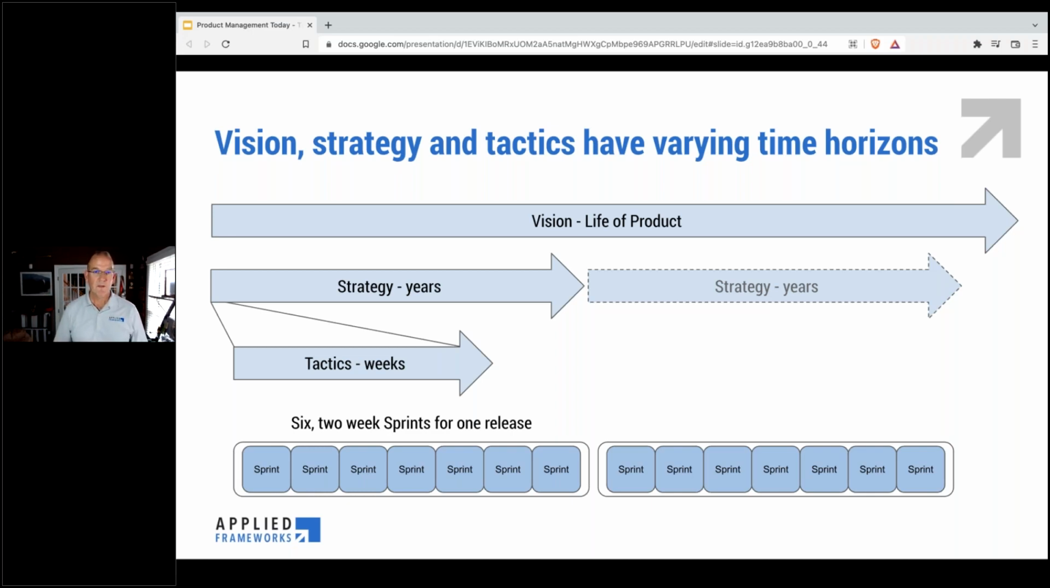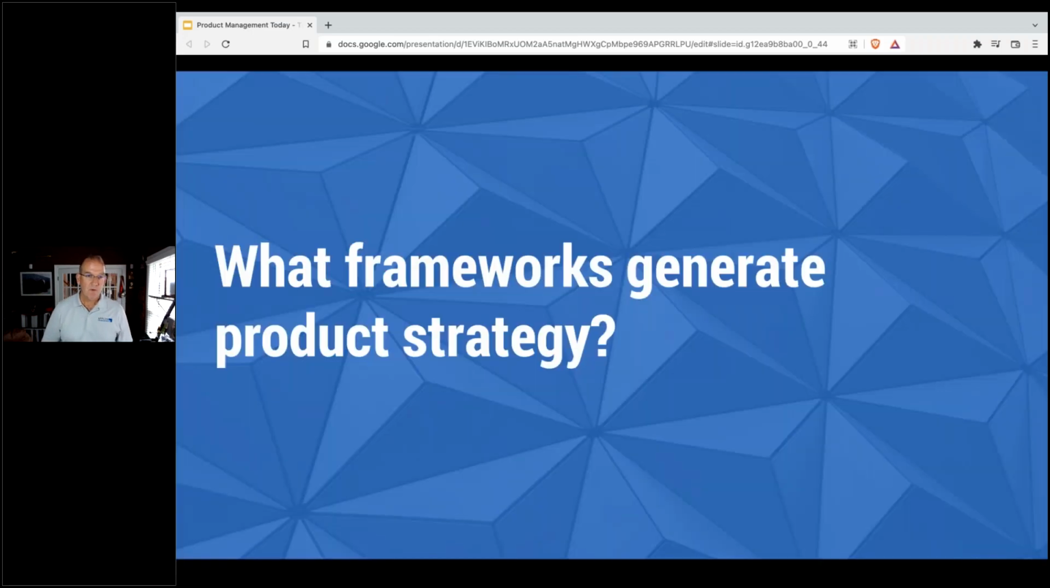So, what are some frameworks to generate product strategy? I want to start with one that's very powerful and visual, but also adds some ability to provide context. And that is Simon Sinek's Golden Circle.